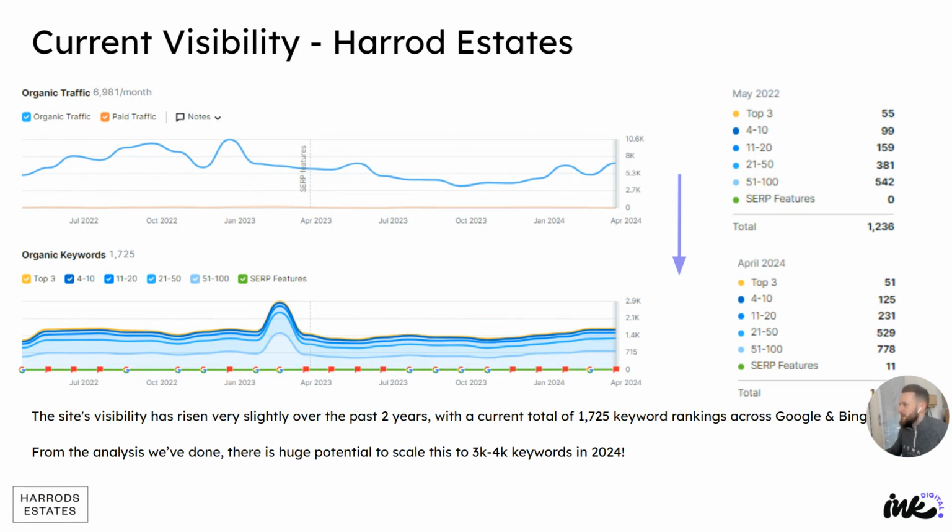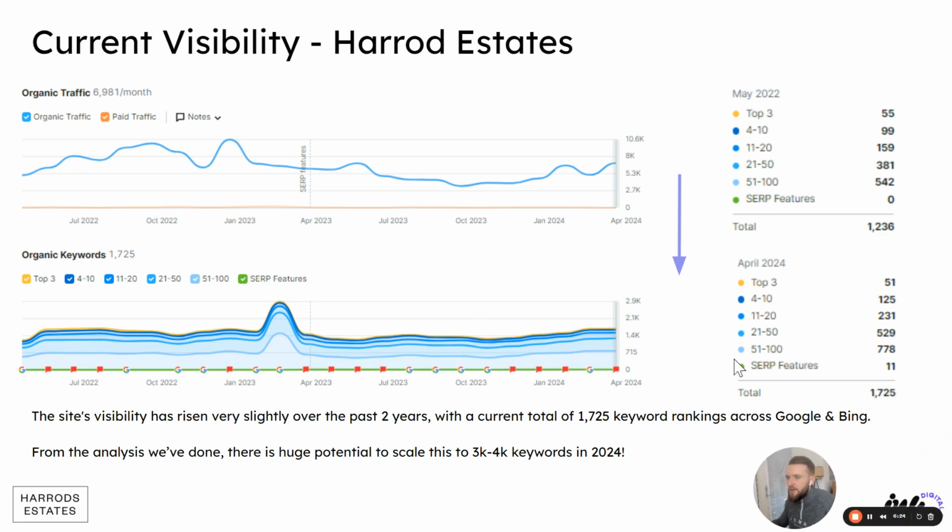The first thing to look at is the current visibility. I tend to look at this over the last year, last 2 years, to get an understanding of what's been happening on the website, and an overview of how many keywords the domain is ranking for. In this case, I can see the domain was ranking for 1,200 keywords in May 2022. In April 2024, they're ranking for 1,700. So there's been an increase of 500 keywords.